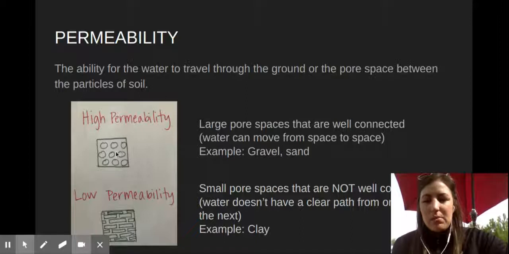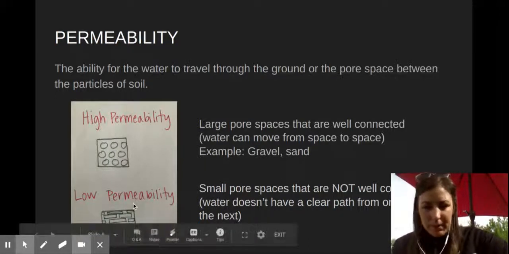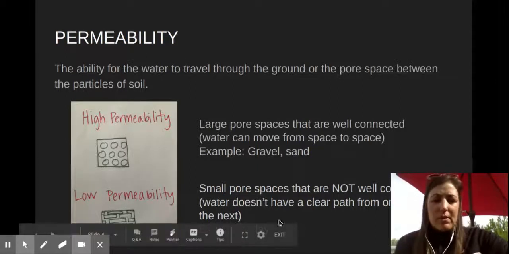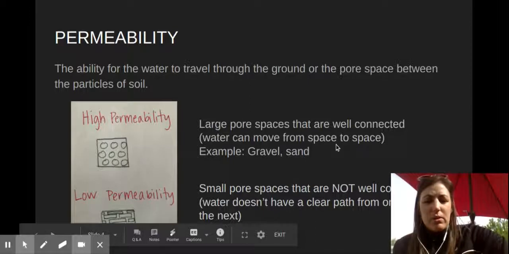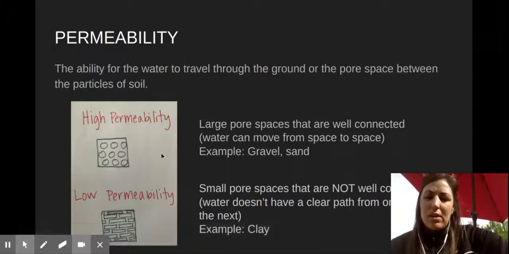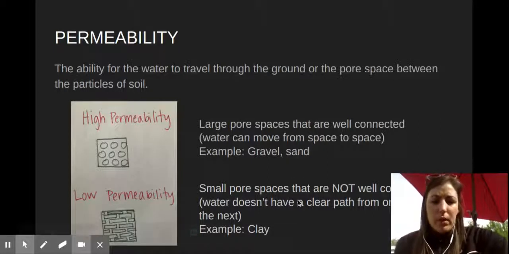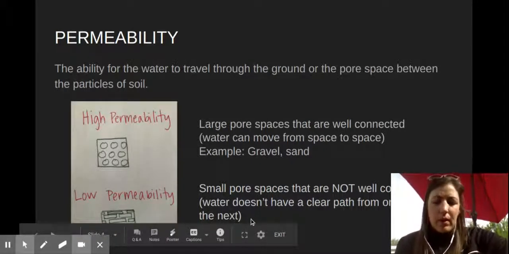So those spaces between need to have paths. They can't be blocked off. The water needs to be able to keep moving all the way through, like a path down there. The gravel or the sand that you guys have, those are two particles that create high permeability and allow the water to pass through pretty quickly. Some small pore spaces that are not well connected lead to low permeability.